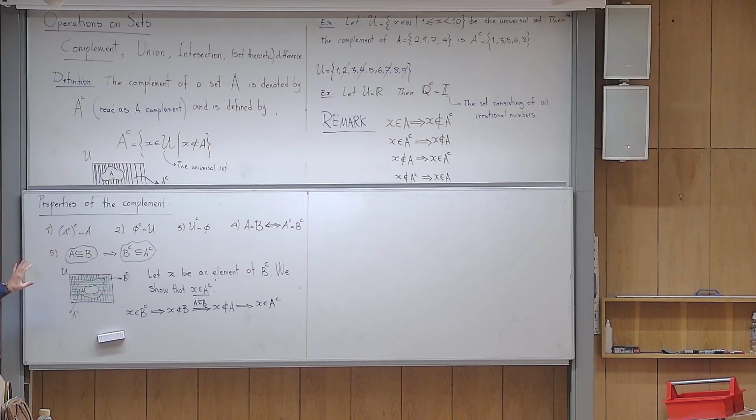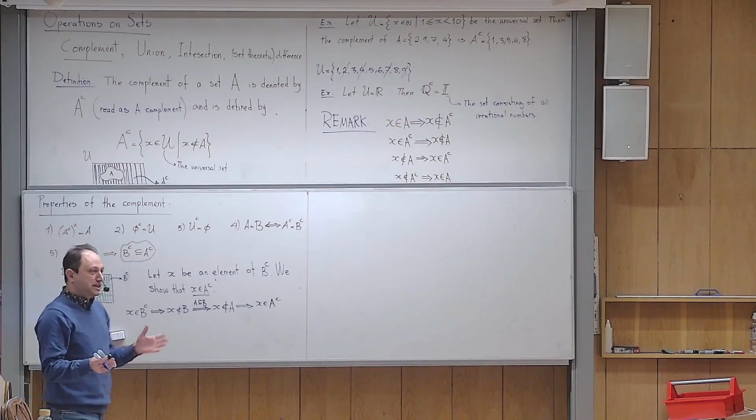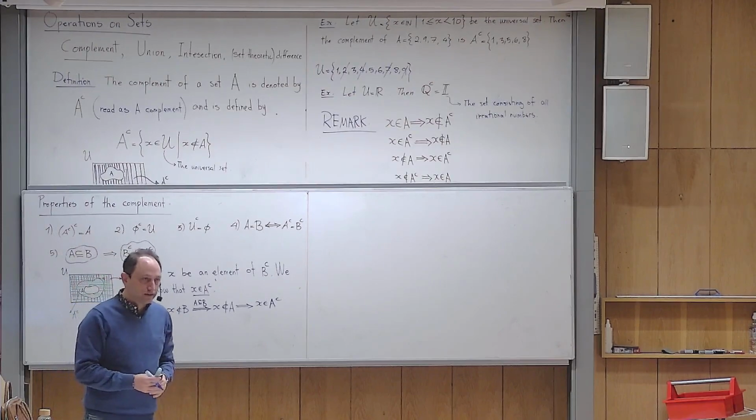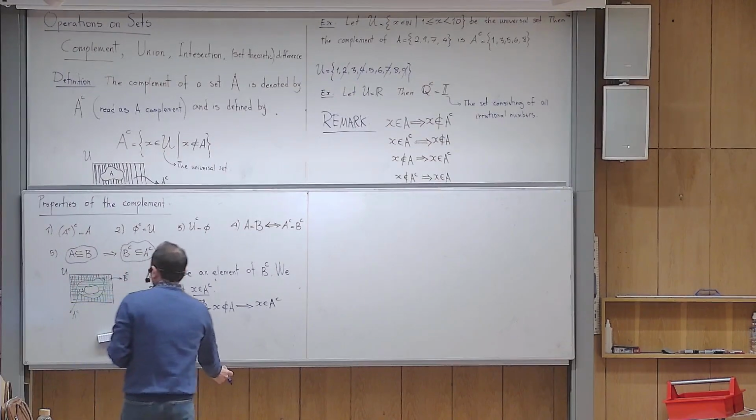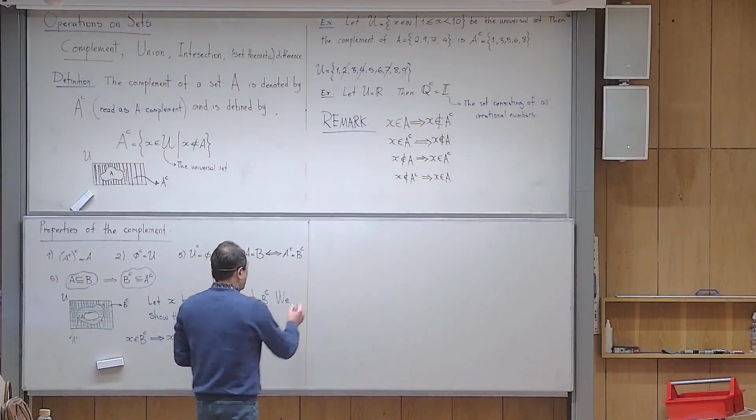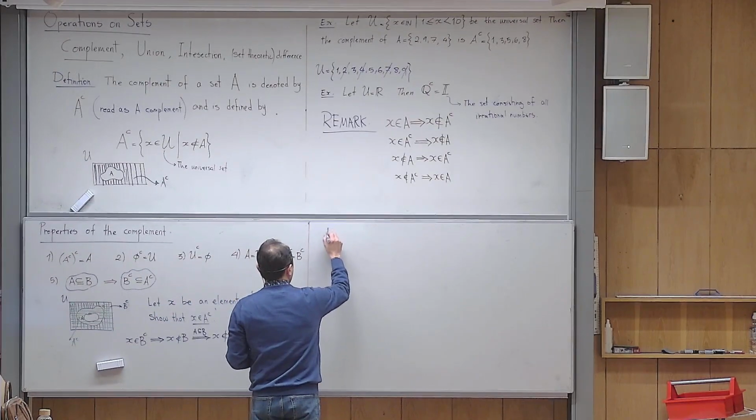Okay, so this is the first operation. The second operation, as I have written there, is the union. So union means appending these lists together. Okay, so let me write the definition.